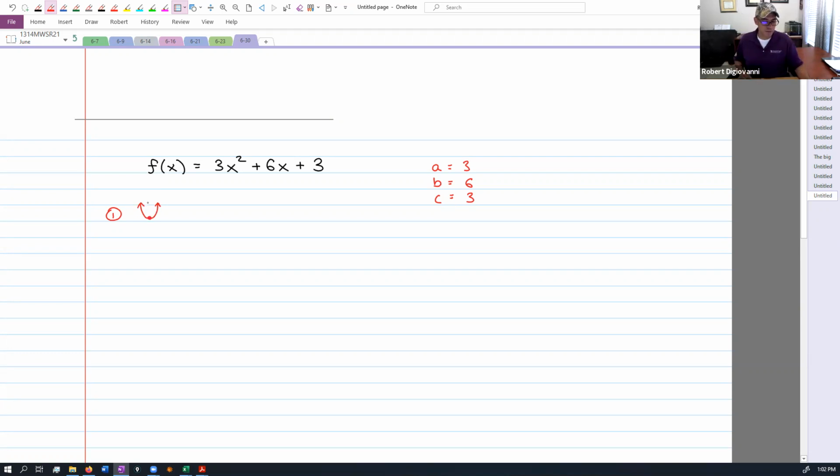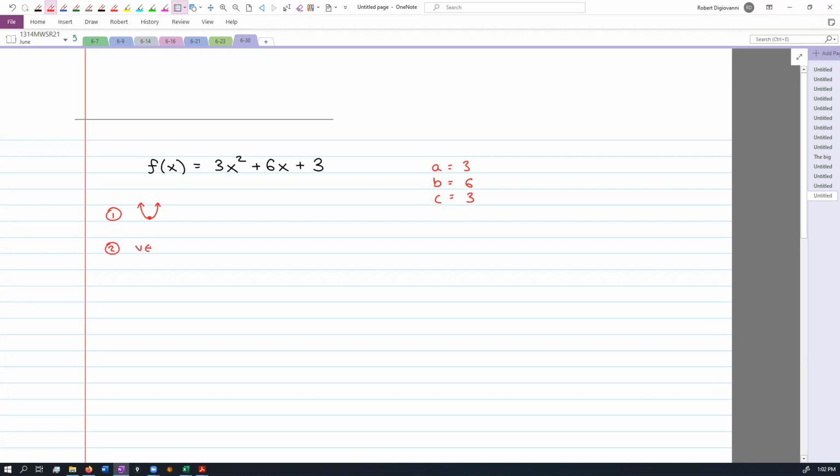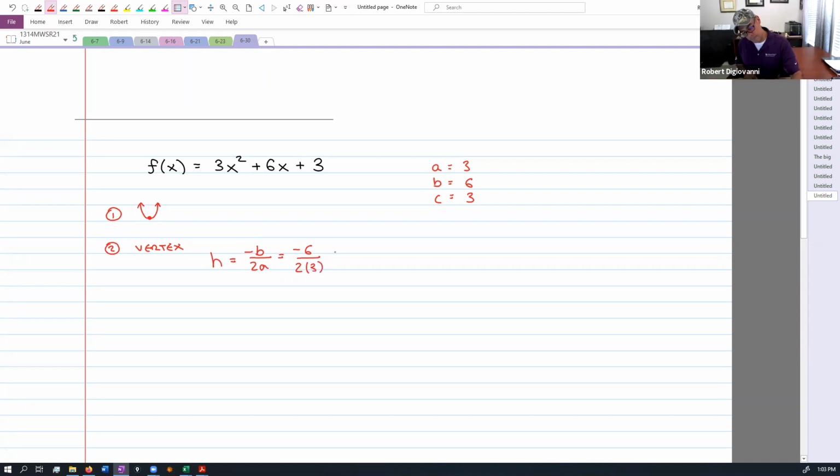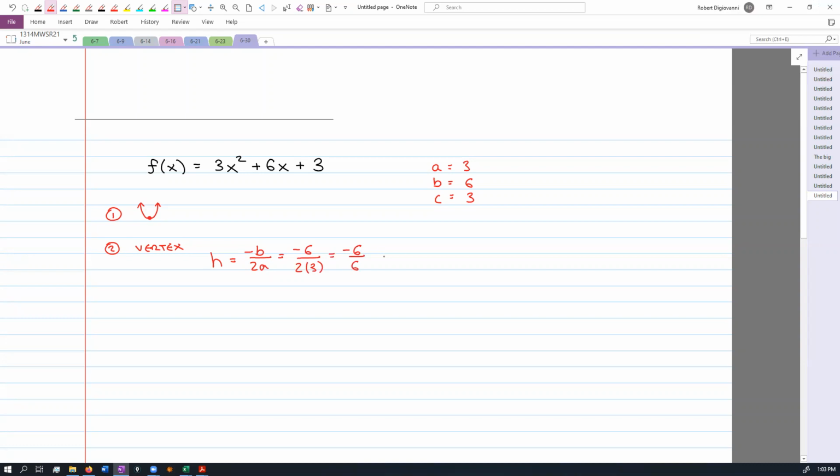That's what I normally do once I get to this point. Okay, step 2, vertex. So it's h equals negative b over 2a. So h equals negative 6 over 2 times 3. Yes, and so go ahead. For that, I got negative 1.